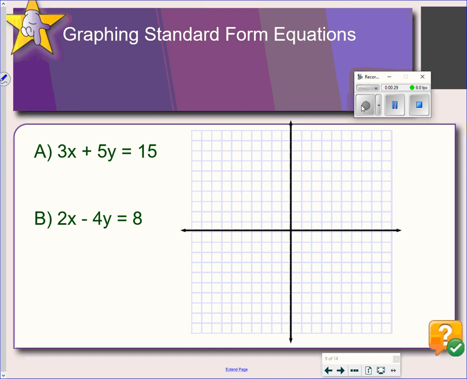So to graph from standard form, we first make x be 0 and then solve for y. So if x is 0 in this equation, 3 times 0 is 0, and this part of the equation just eliminates itself. And then we solve what's left, so we divide by 5 on each side, and we get y equals 3. So we have a point at 0, 3, which we can put on the graph.